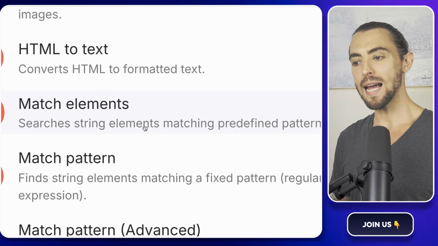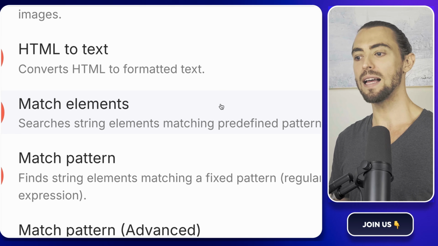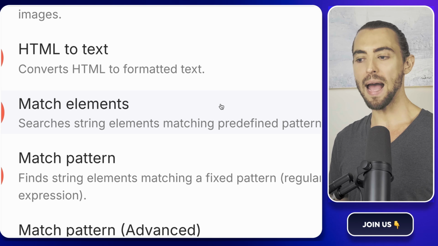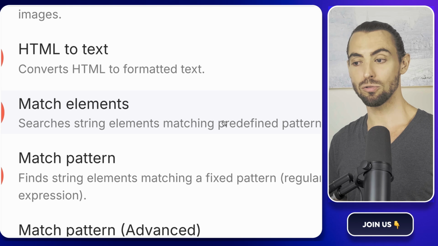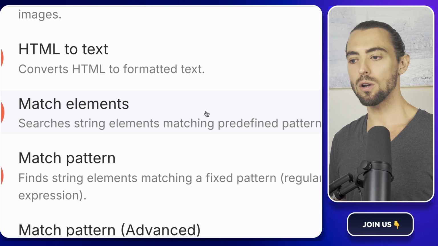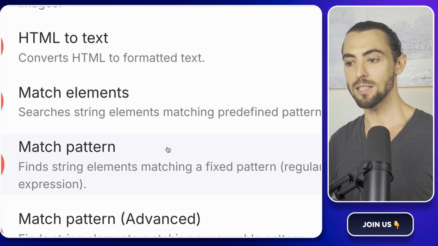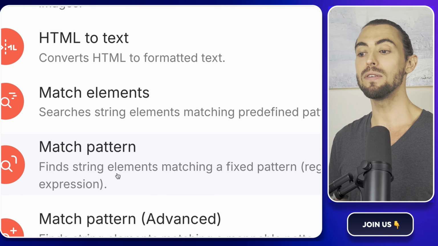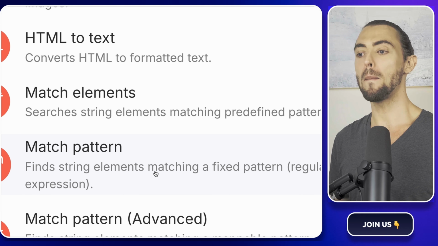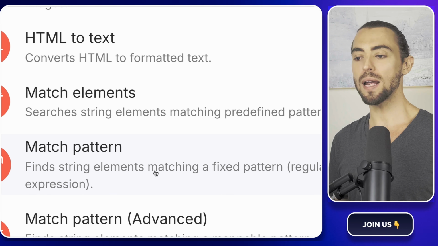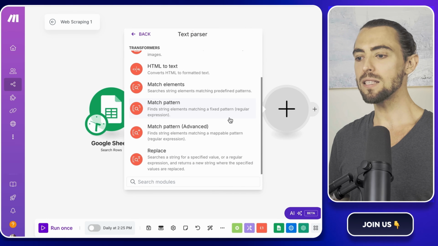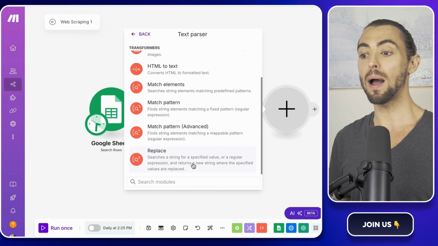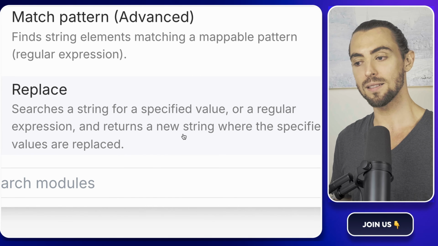If you're dealing with text patterns, the text parser has a few more tricks. The match elements option lets you search for certain patterns in a string, maybe a specific word or recurring format you're trying to spot. And if you need something even more precise, you've got match pattern, which uses regular expressions to help you find exact matches. It's for those cases when you need to get very specific about what to find in a chunk of text.